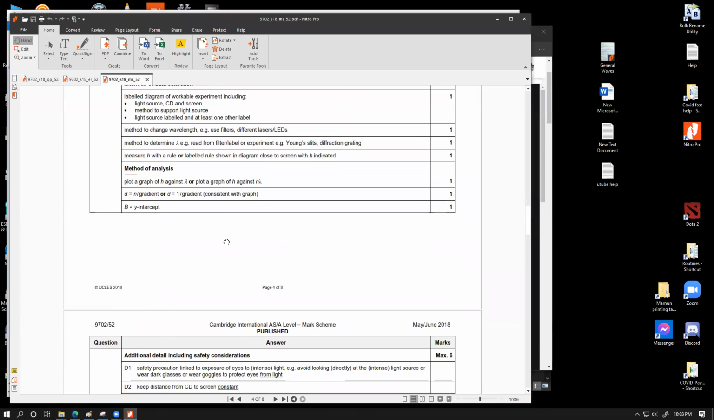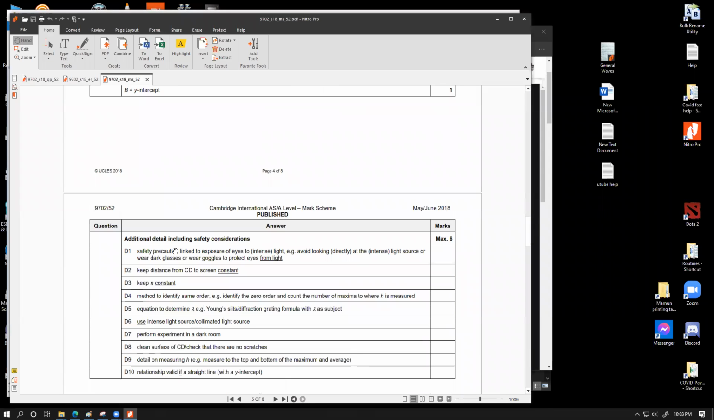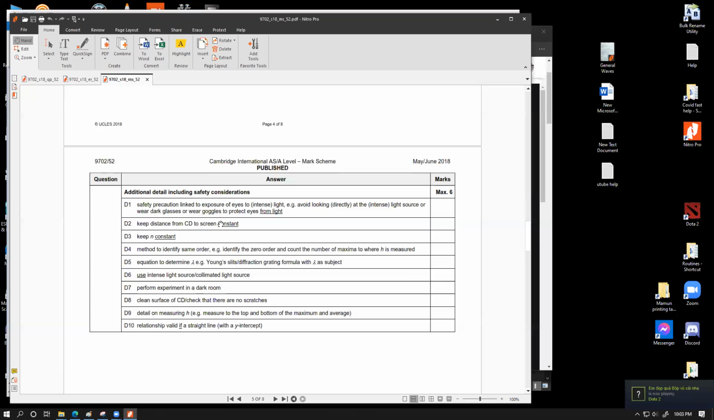So what is the additional detail including safety precaution? They haven't given a very specific safety precaution. If you don't write any safety precaution for this experiment, if you can think of any, if you stick to these other 9 points, you still can score 6 marks. Works for me.